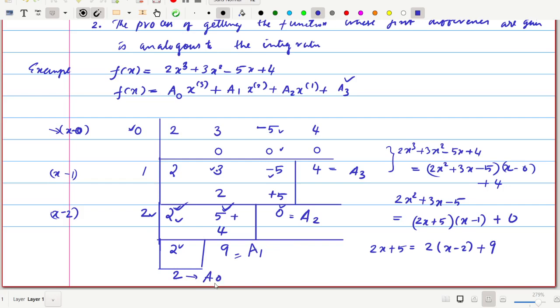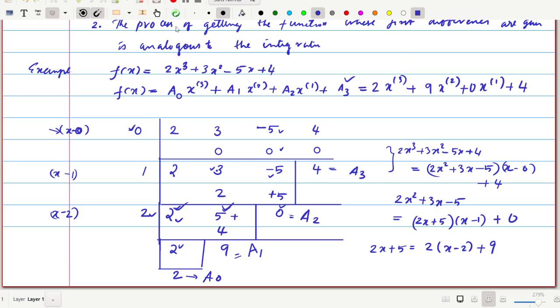Okay, so using these a0, a1, a2, a3, you can write this as nothing but 2 times x^(3) plus 9 times x^(2) plus 0 times x^(1) plus 4. That is, x^(0) is nothing but 1. So this is the way we express any polynomial f(x) in terms of the factorial polynomial.